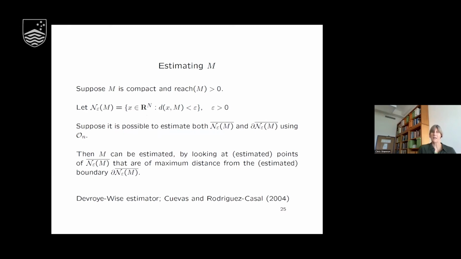So I'm going to try to sketch the idea for a result about some conditions under which it might be possible to estimate a set like this. Okay, a little bit of notation first. Think about the epsilon neighborhood around this set: for some positive epsilon, all the points that are a distance less than epsilon from this set.